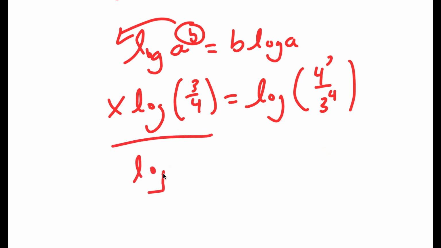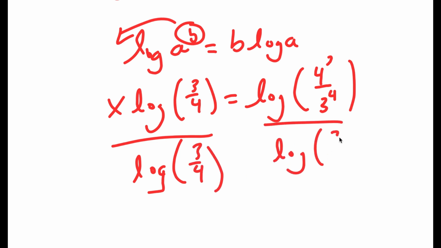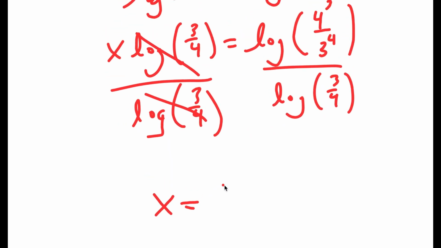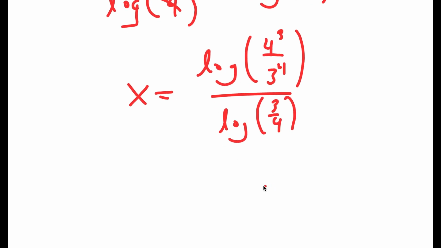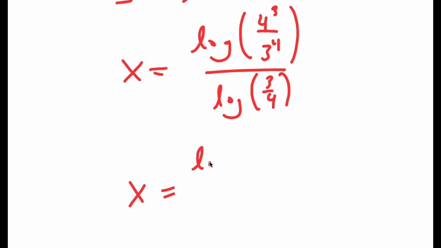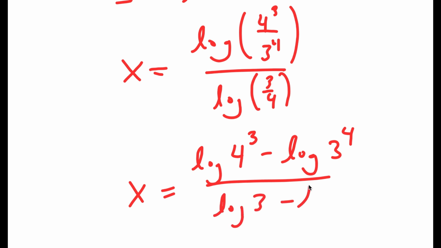Now I'm going to divide both sides by log 3 over 4. So these two cancel out, and I get x is equal to log of 4 to the power of 3 over 3 to the power of 4, over log 3 over 4. Now this is the same thing as log 4 to the power of 3 minus log 3 to the power of 4, over log 3 minus log 4.